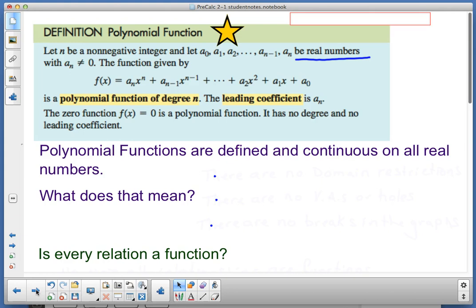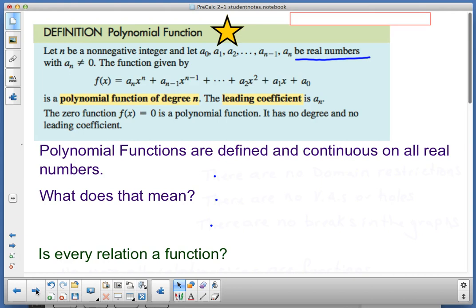This is a polynomial function of degree n. The leading coefficient is a sub n. Okay, are you okay with that leading coefficient? I'm trying to tell you the leading coefficient is always the number with the variable with the highest power. Okay. The zero function, f of x equals 0, is a polynomial function. It has no degree and no leading coefficient.